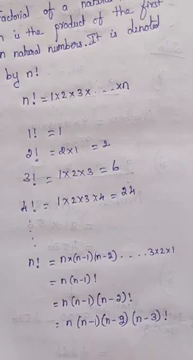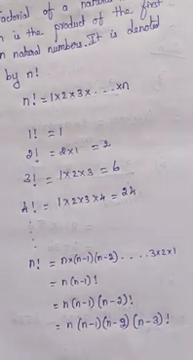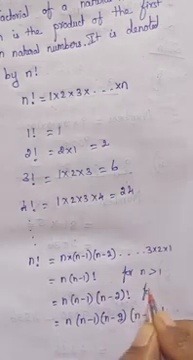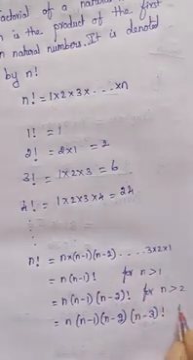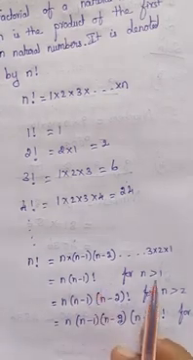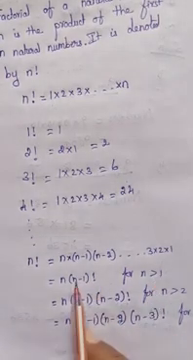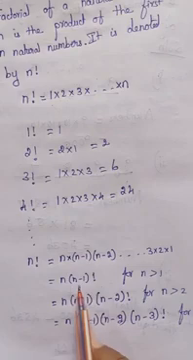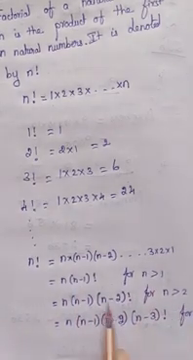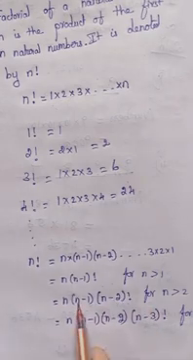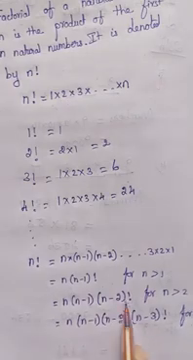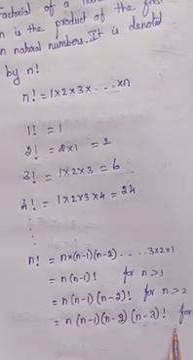When we write like this, we should give the condition also. This is for n greater than 1, here n greater than 2, and for n greater than 3. Because if we give 1, what happens? 1 minus 1 will be 0. That is the reason we have given n greater than 1. If we give 2 also, we cannot find the answer. Is it clear?